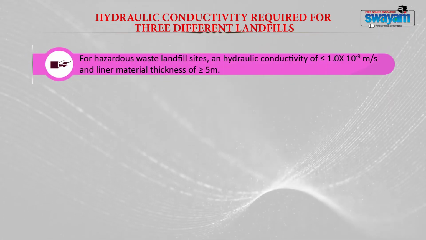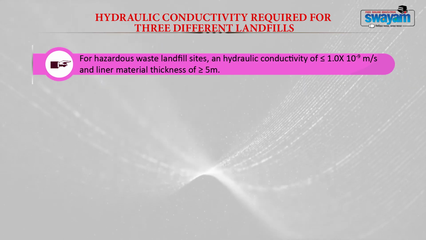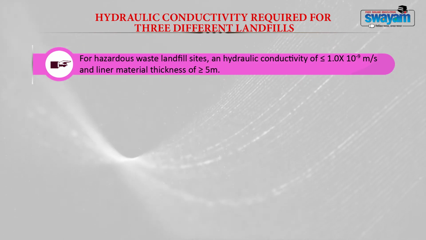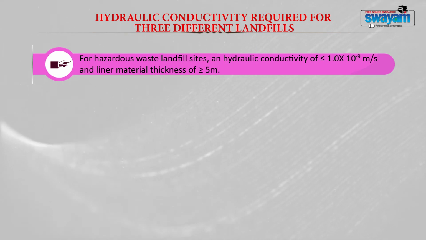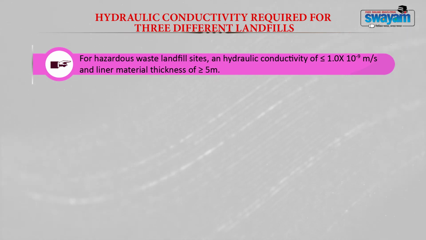Now, let us see what are the hydraulic conductivity requirements for 3 different types of landfills which we discussed earlier, like your secure landfill and your sanitary landfill and landfill for your inert material. For hazardous waste landfill, the hydraulic conductivity should be around 1 into 10 to the power of minus 9 meter per second, and the liner material thickness should be 5 meter.